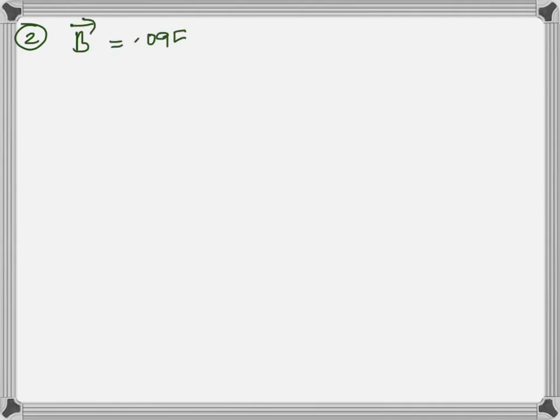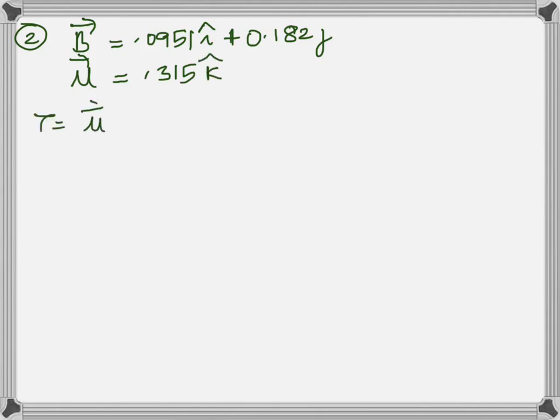In question 2, you have to find the torque. Now remember that the magnetic field is given by 0.0951i plus 0.182j, because it has an x component and a y component. And mu, which is the magnetic moment, is 0.315 k, because it's along the z-axis.